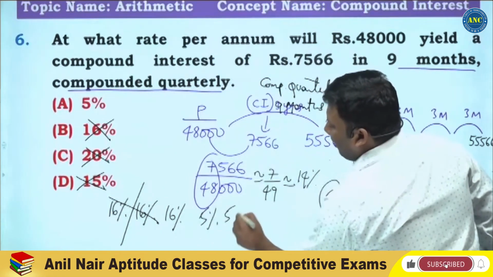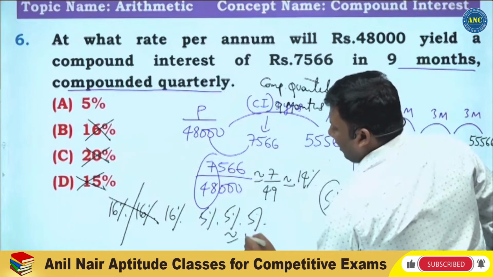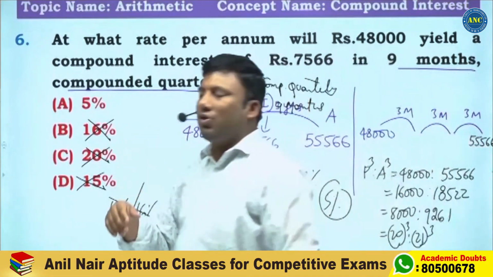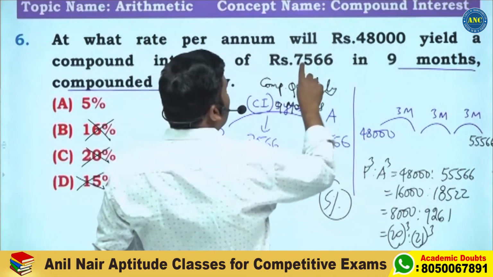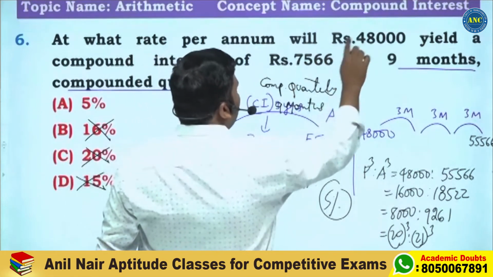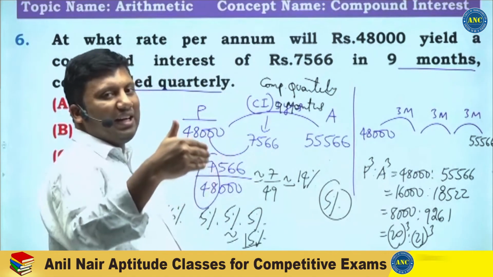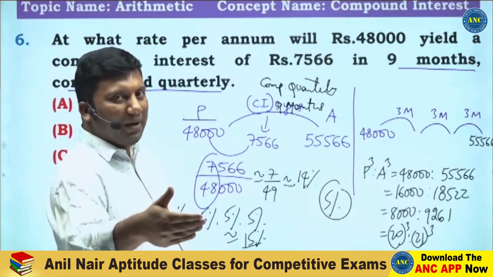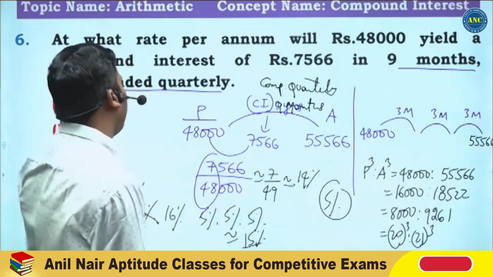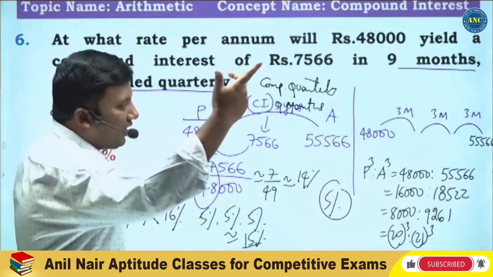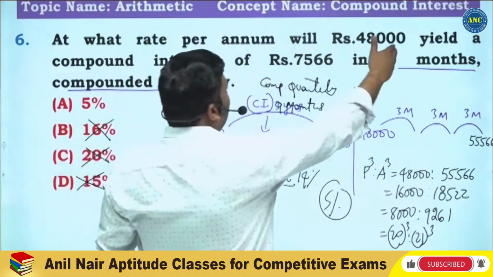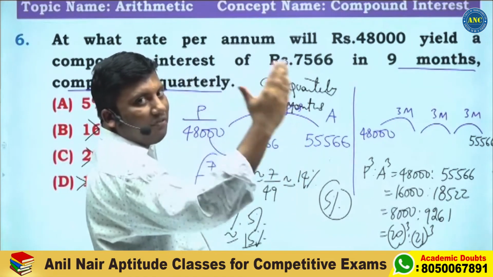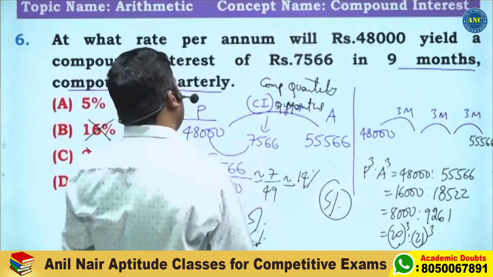So 5555. Approximately it is giving around 15%. Yes or no? Just by looking at the question, you can say that on 48,000 there is an increase of 7,500. 7 by 48 is closer to 7 by 49. 7 by 49 is 1 by 7, 14%. Answer should be just greater than 14%. That too doing 3 times. Why is it 3 times? Total it is 9 months. Compounded quarterly. 1/4 of 12 is 3 months. After 3 months, the next 3 months, next 3 months.